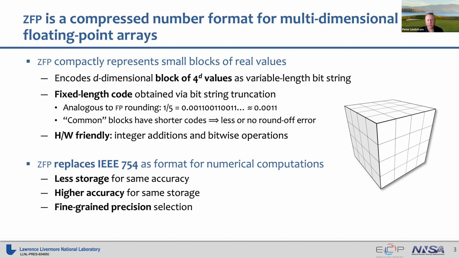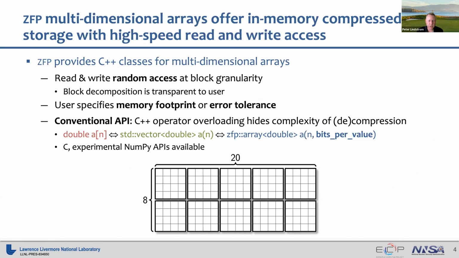ZFP also provides an alternative to standard floating point representations for performing numerical computation. So there are two separate use cases here. Either you provide less storage for the same accuracy, or you provide higher accuracy for the same storage, and we'll see examples of this a little bit later in this talk. And finally, ZFP also provides a really fine-grained knob for selecting the precision or the amount of storage that you need for your arrays.